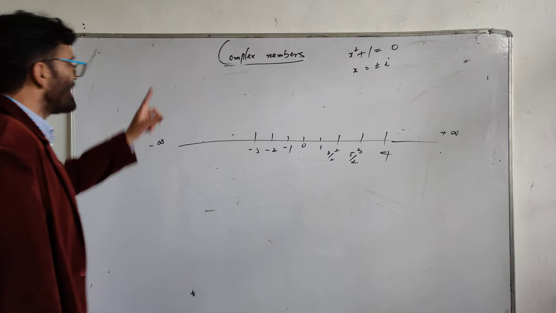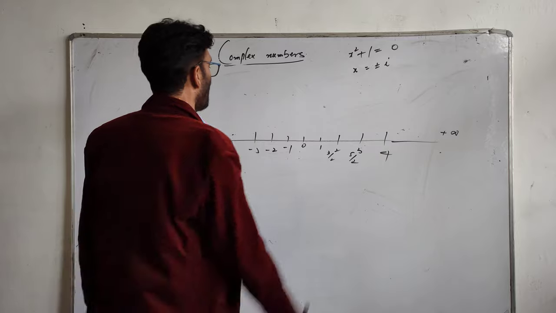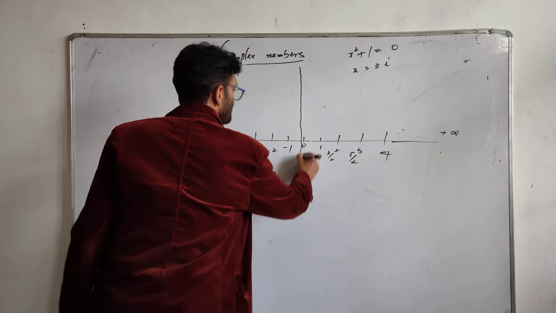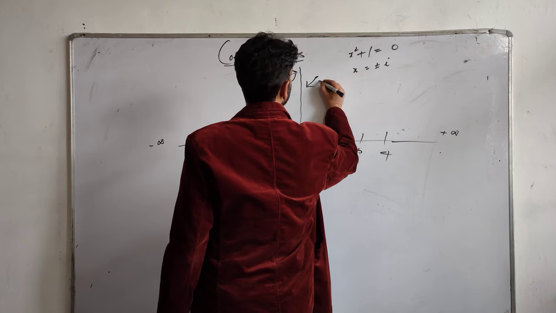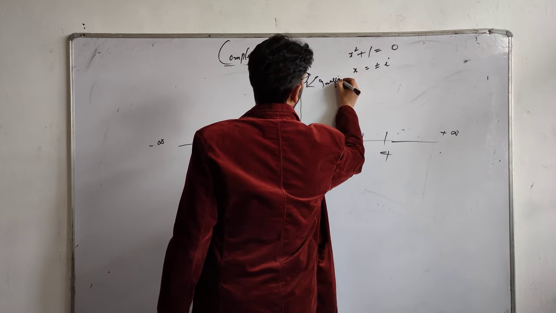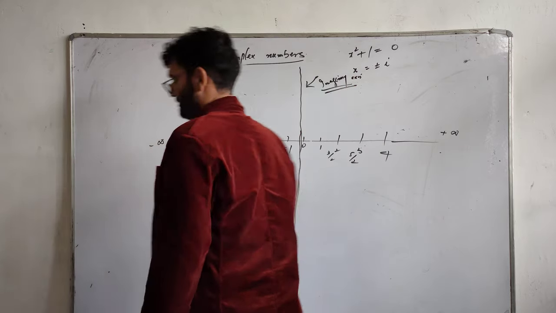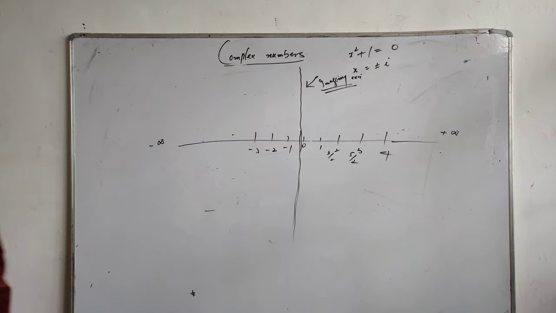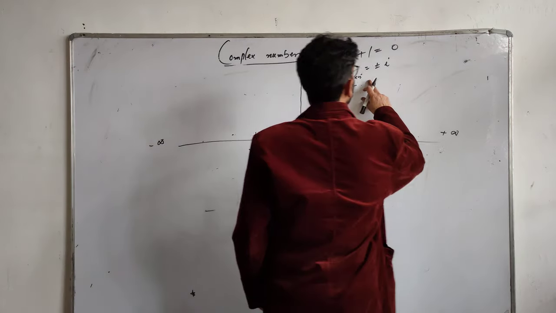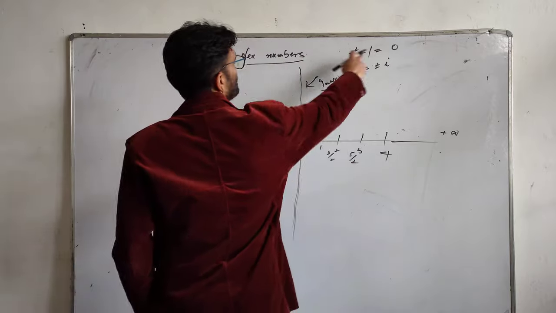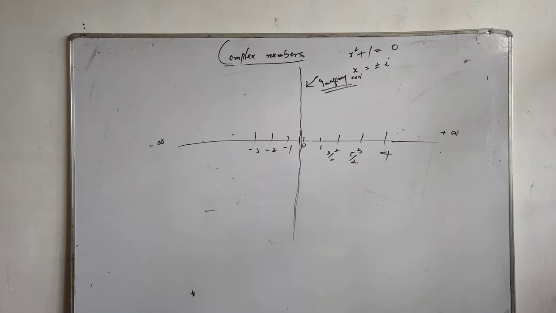That is why mathematicians together used one more axis over here, known as the imaginary axis, which we'll discuss in the next lecture. And here we have now the two roots of the equation: one root is plus iota, the second root is minus iota.